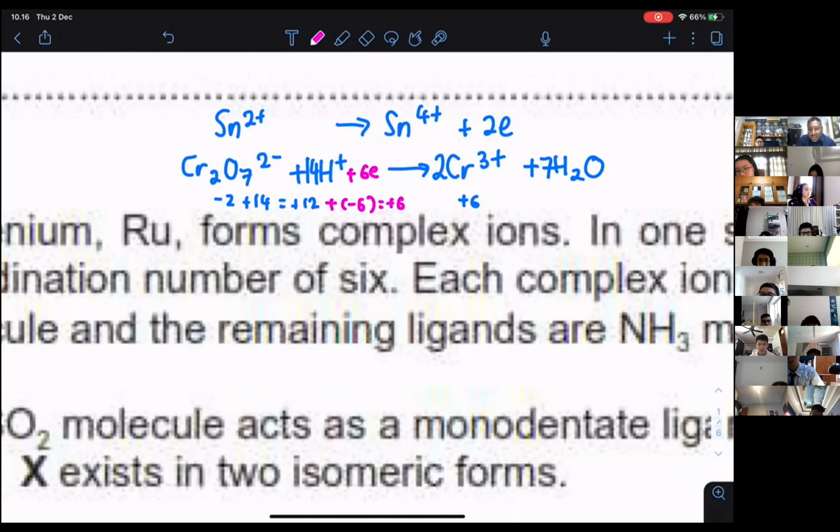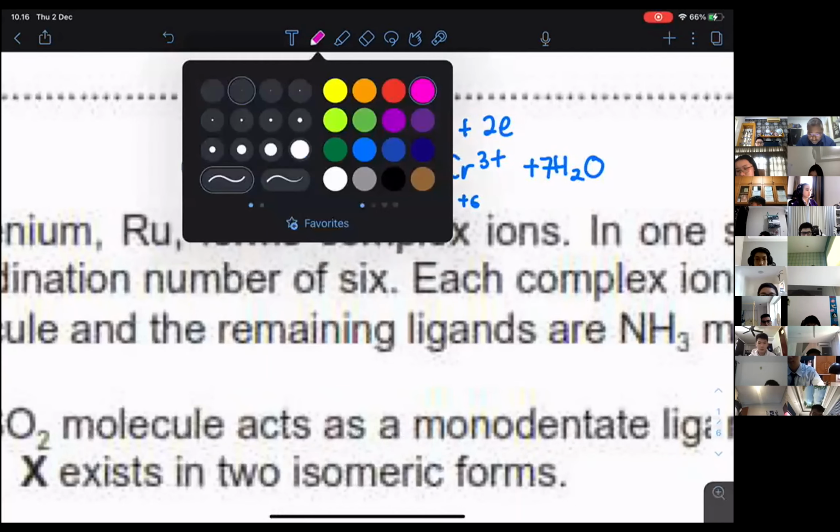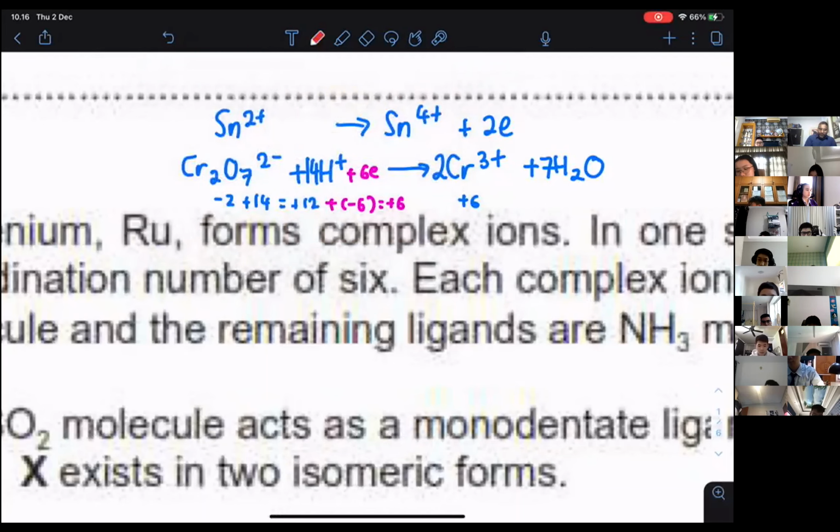Now, once you do this, you just need to balance the electrons. You see 6 electrons here. You need to eliminate the electrons, so this entire thing you must times by 3, so that the 6 electrons on the left and right will be gone. If you do that, this will become 3, this will become 3. So the electrons will be gone.